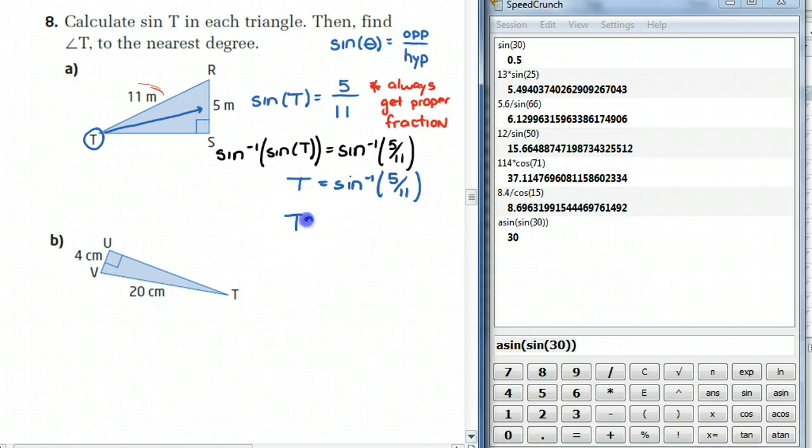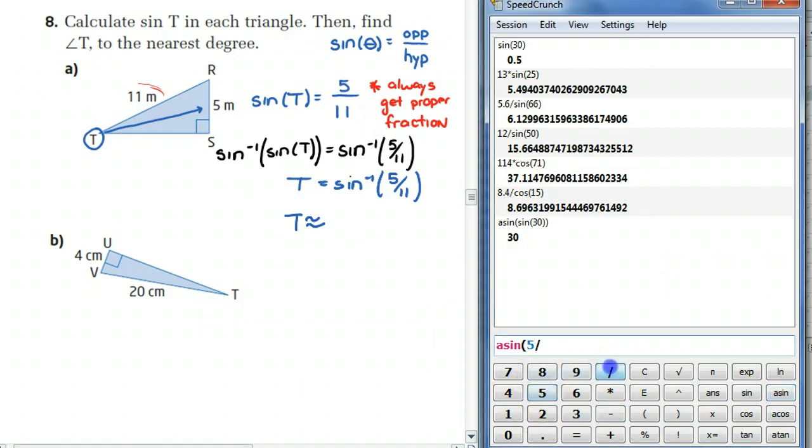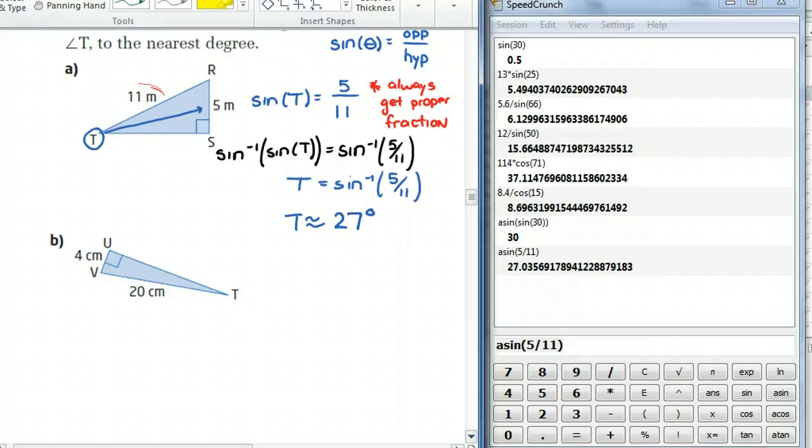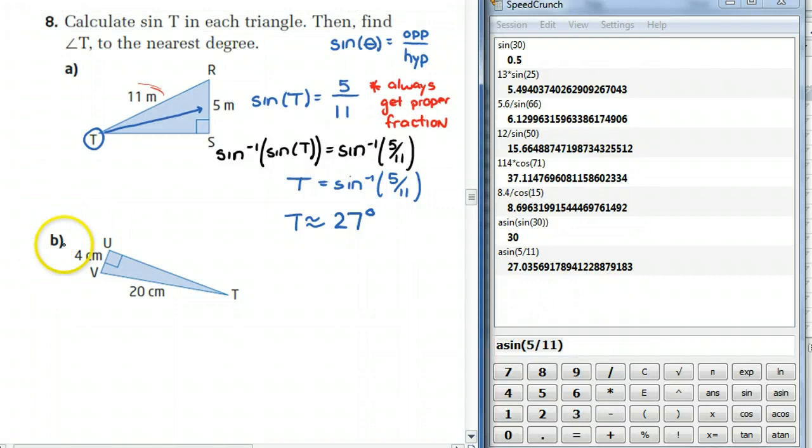So t is approximately equal to, and I've already checked that my calculator is in degrees mode, so I'm going to take sine inverse of 5 divided by 11 equals, and I get approximately 27 degrees. Don't forget that degree symbol. If I don't put the degree symbol, I'm talking in radians, which is not the units I'm interested in. So let's do this next example.